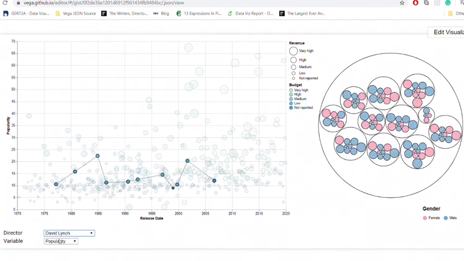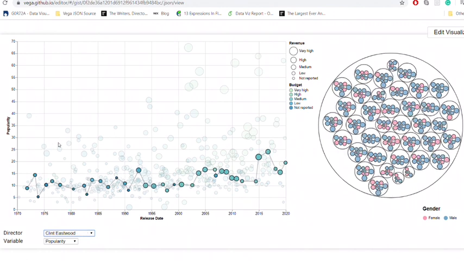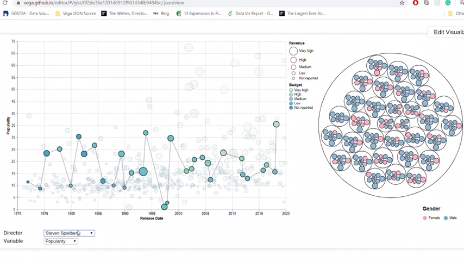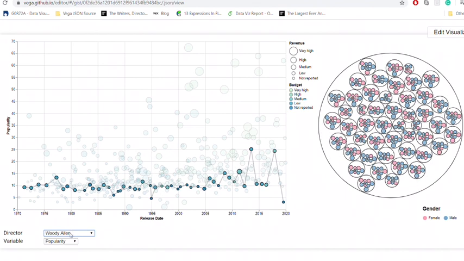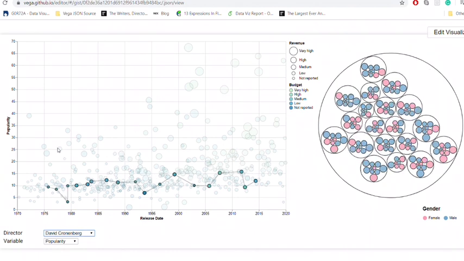Also, within each director, there are specific trends over time in the popularity and vote count in their movies. For instance, Francis Ford Coppola has a declining trajectory opposite to Clint Eastwood, who sees an increase in the popularity of his movies. Other directors like Steven Spielberg fluctuate considerably, while Woody Allen, Tim Burton, and David Cronenberg are more steady.